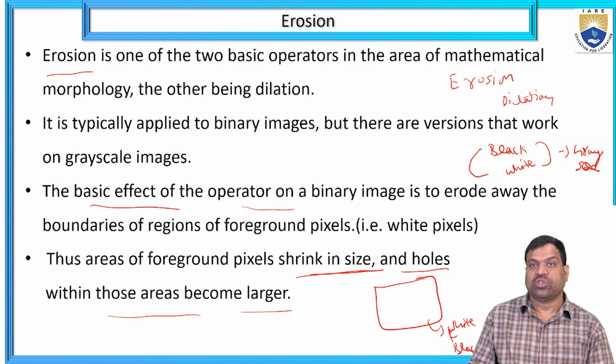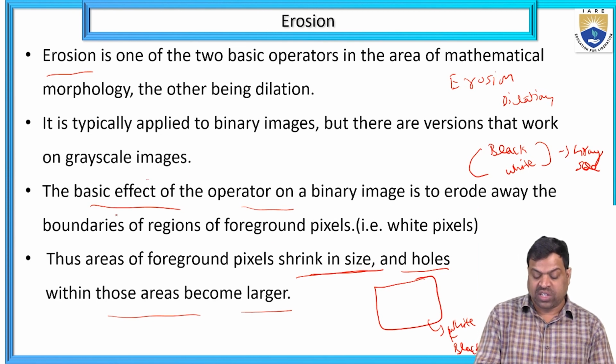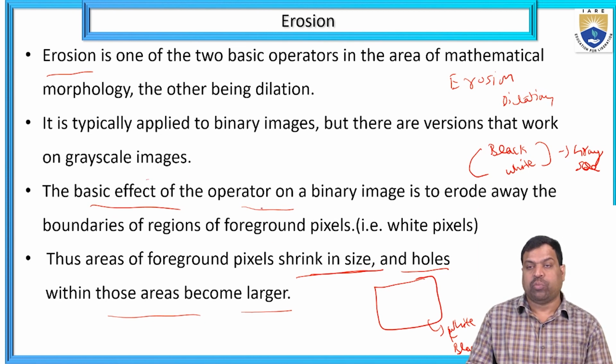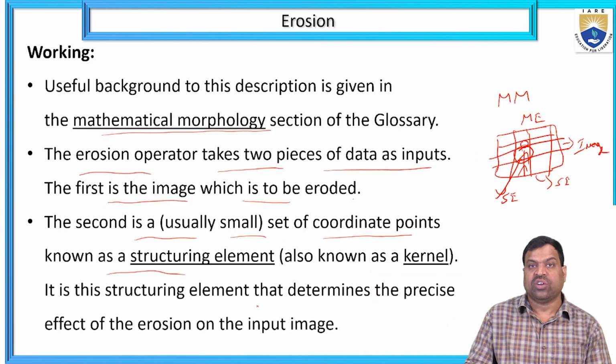So erosion and dilation are the two basic operations in mathematical morphology, typically applied to binary images, with a version that works on grayscale images. The basic effect of the operator on a binary image is to erode away the boundaries of regions of foreground pixels, that is white pixels. The area of foreground pixels shrinks in size and holes within this area become larger. So what is the working of erosion?